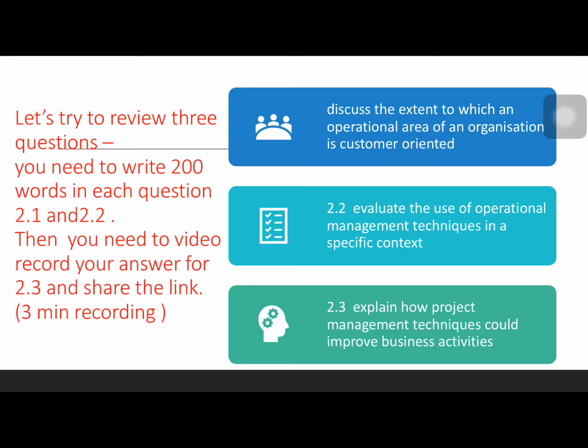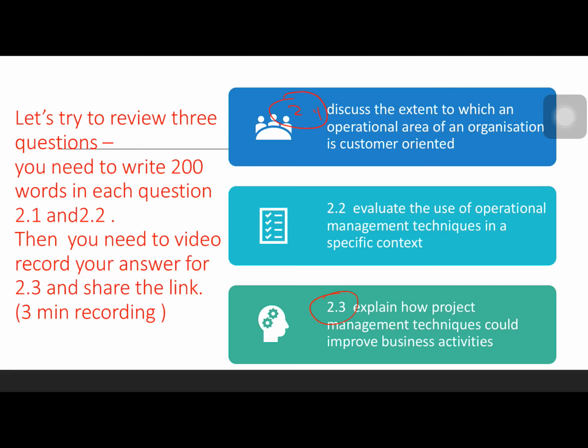So let's review the 3 questions we need to address: 2.1, 2.2, 2.3. This time we are following something different. For questions 2.1 and 2.2, you need to write your answer in the Word document. But for 2.3, I would like you to record. Take your mobile phone and record your answer. You don't need to write; I thought let's keep it simple.